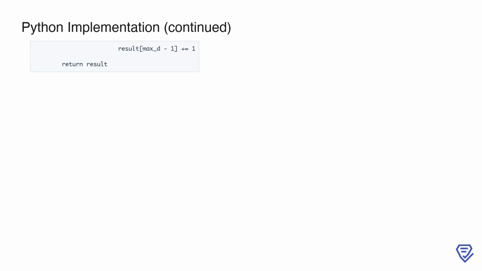Since the diameter is 1-based but the result list is 0-indexed, we adjust the index by subtracting 1 and then increment the corresponding value. This ensures that we count the number of subtrees for each possible diameter correctly. Once all subsets have been processed, the result list contains the desired counts for diameters ranging from 1 to n-1. We then return this list as the output of the function.